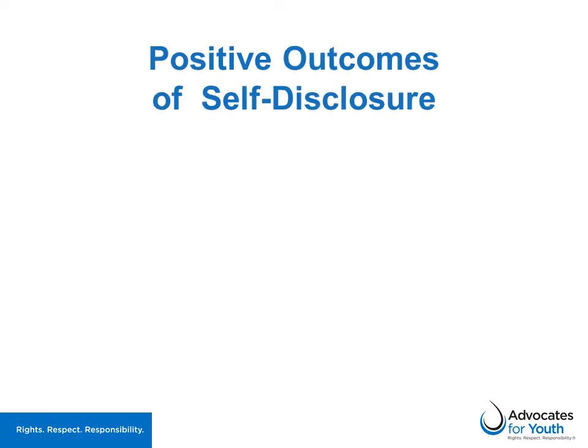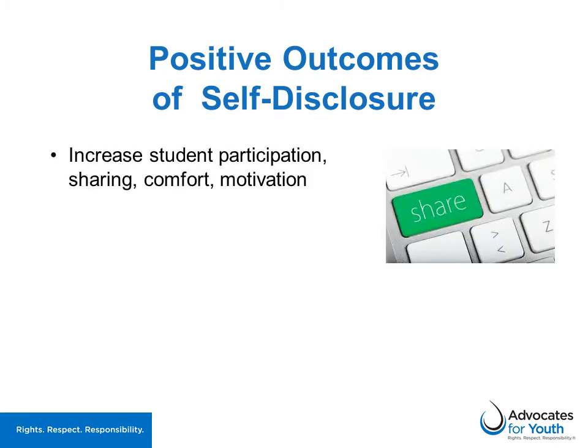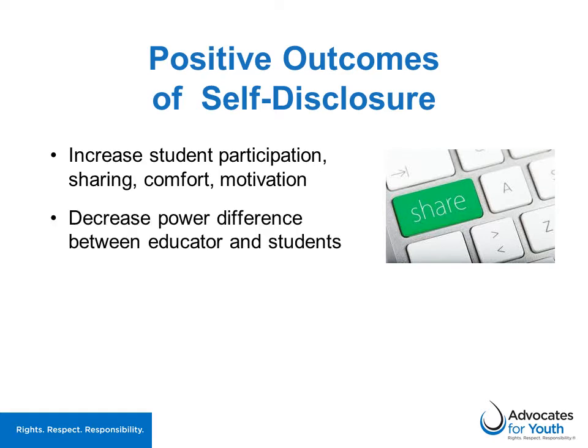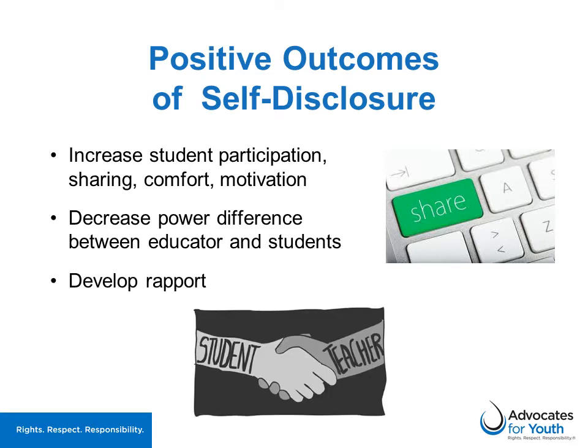Now, we know there are positive and negative outcomes to all of these kinds of decisions. When we choose to disclose personal information about ourselves in a learning environment, we know sometimes it can increase student participation. It can have more students feel comfortable sharing themselves. It can make them more comfortable with us. It can also decrease that power differential that sometimes we feel, where it can feel really removed between us as the educator and our learners. Sometimes it can help us develop rapport as well. So, those would all be positive outcomes of if and when we should choose to disclose personal information.